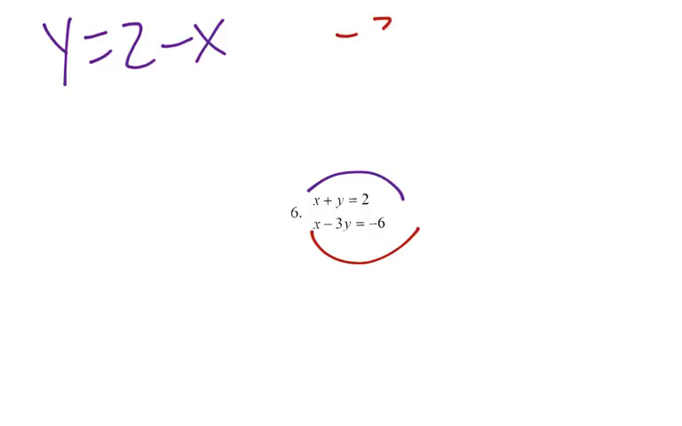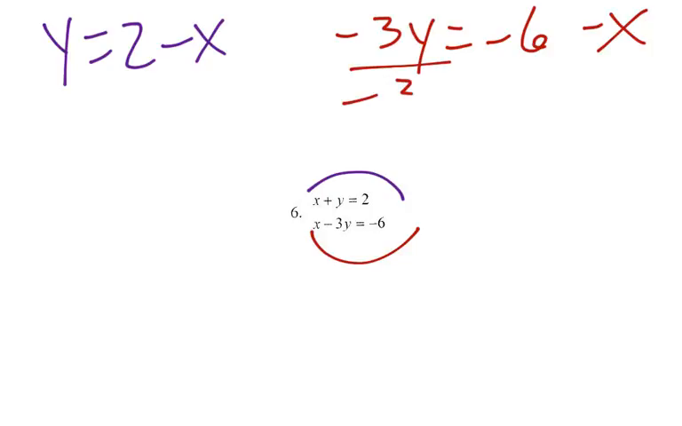Number 6 and 7 want you to solve the system by graphing. You still got to get y by itself. You're still going to use your calculator. So move this x, and you get y is equal to 2 minus x. Second equation, move the x, and you get negative 3y is equal to negative 6 minus x. Divide everything by a negative 3.